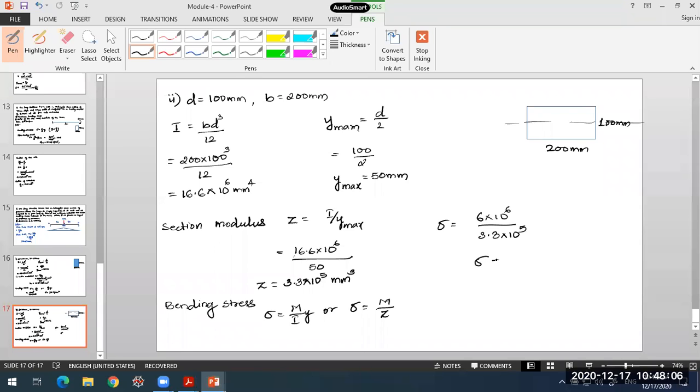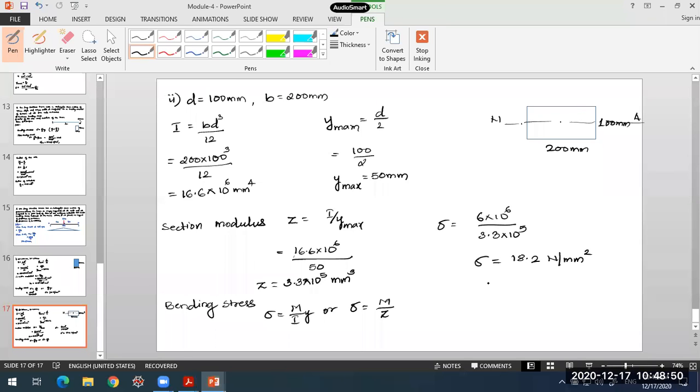So the maximum bending stress sigma will be now. The moment will be the same because the load is same, the span is same, WL by 4. M will not change, it will be 6 into 10 raised to 6 only. The only thing is the section modulus has changed now. What sigma comes out? 18.2 Newton per mm square.